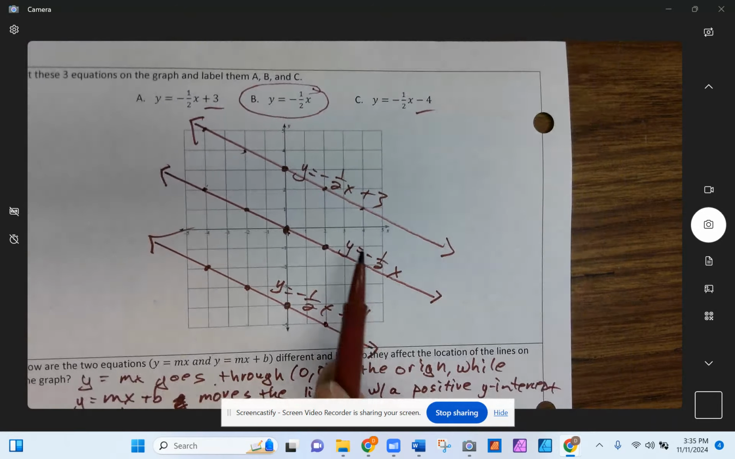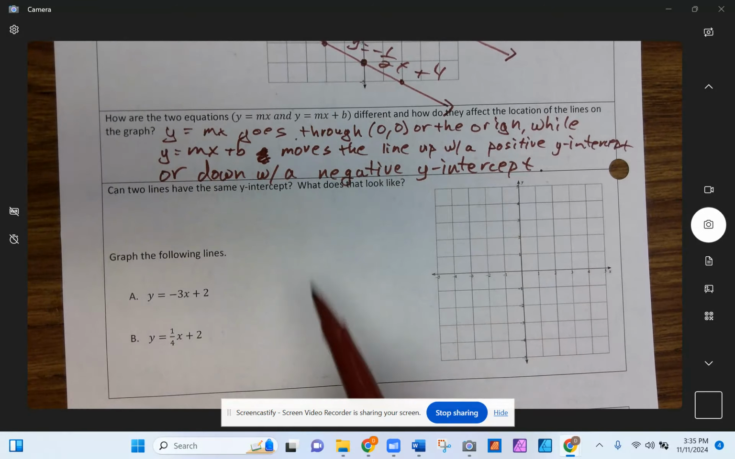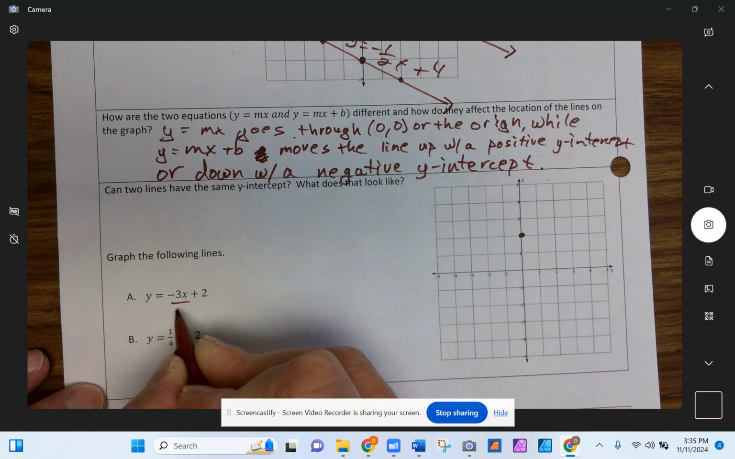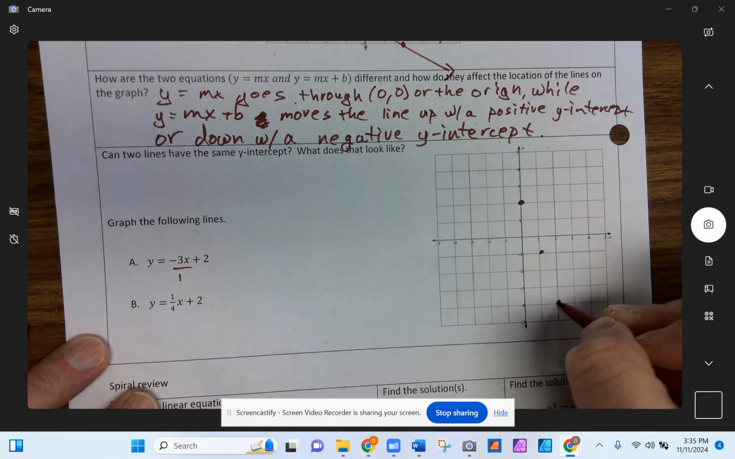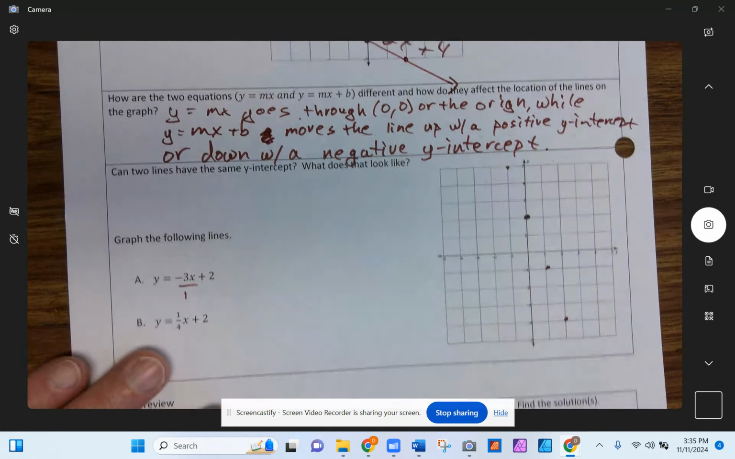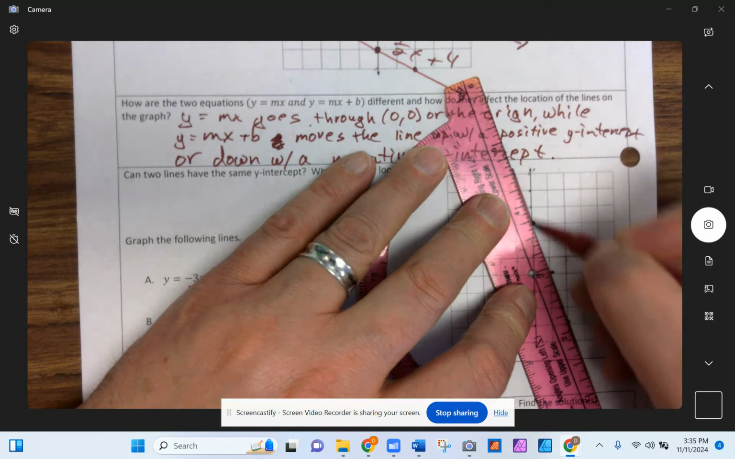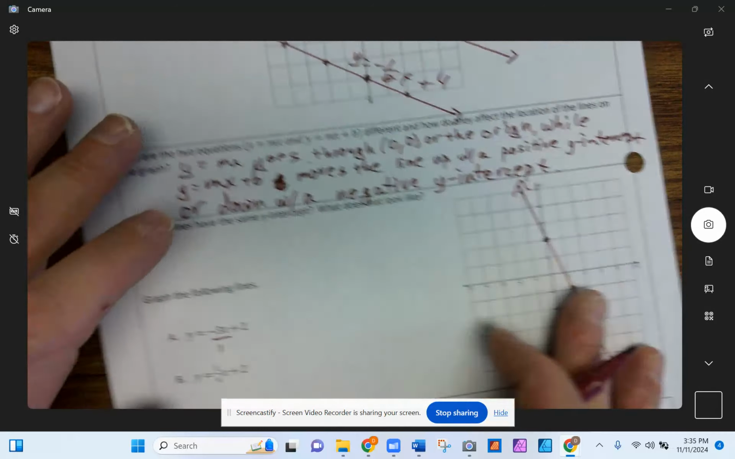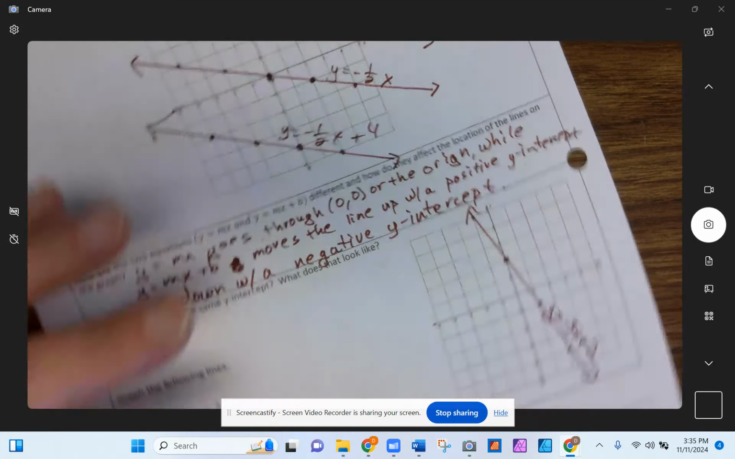Okay, you would call these lines parallel, right? They don't cross, they don't touch. Can two lines have the same y-intercept? What does that look like? Well, we start at 2, right? We're going to go down 3 and right 1. So 1, 2, 3. I'll give myself another one here. Okay, so that's y equals negative 3x plus 2.